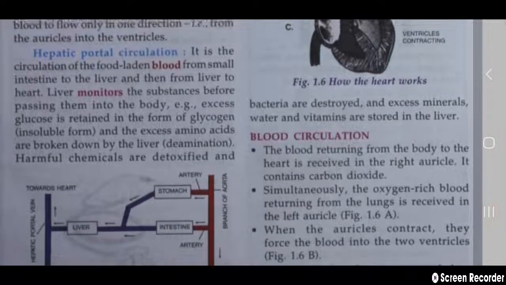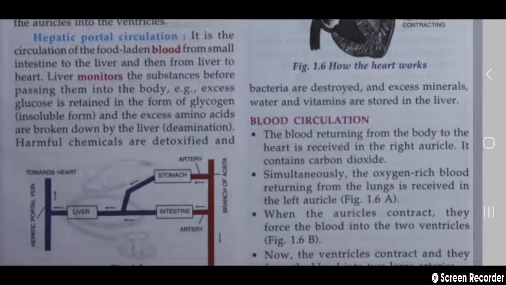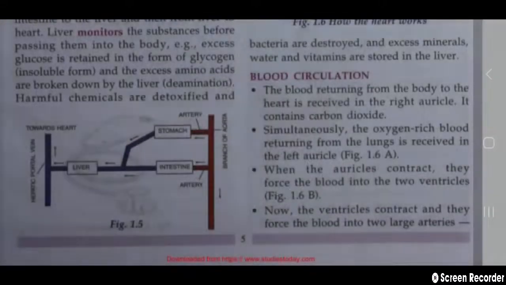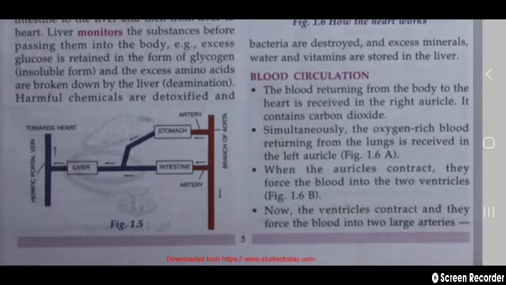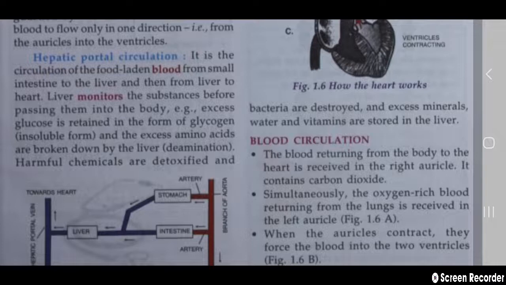Now, blood circulation, how it happens. Now we have learned about the heart and the other things about the blood, but how does circulation happen? Let us know. The blood returning from the body to the heart is received in the right auricle. It contains carbon dioxide that is present in the parts of the body. The blood takes it and brings it back to the heart.